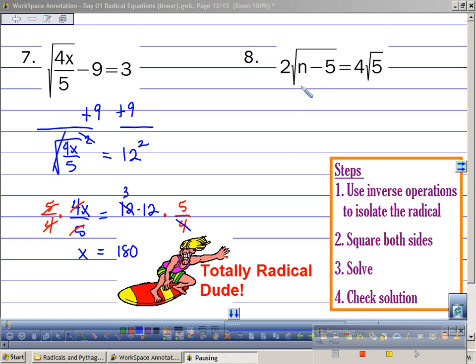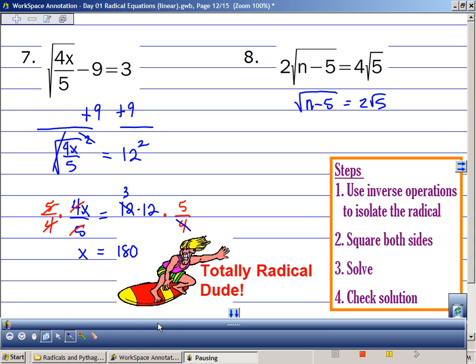One more. What can I do to simplify both sides before I square them? What do both sides have in common? They're both being multiplied by factors of 2. Couldn't I divide both sides by 2 from the very beginning? Then I'll have the square root of n minus 5 equals 2 root 5. Now what do I do?